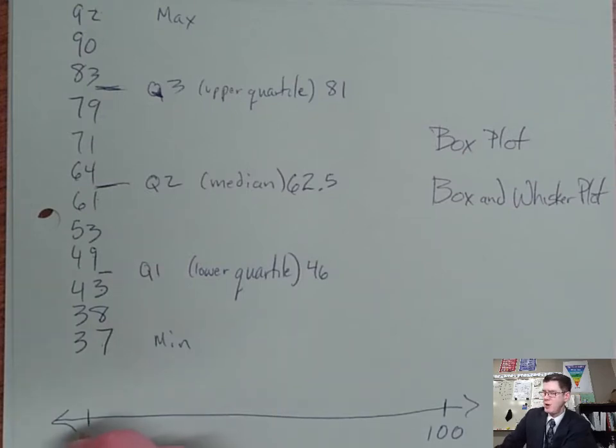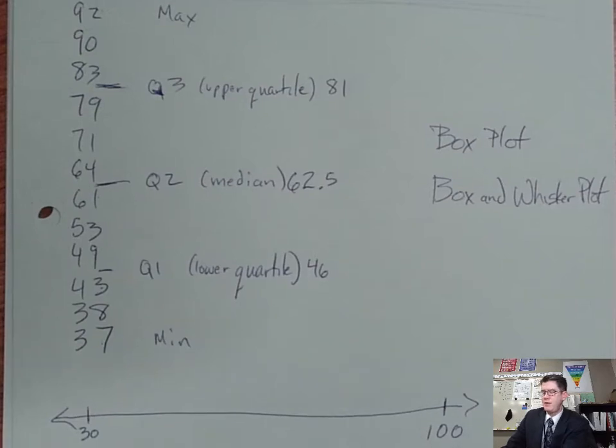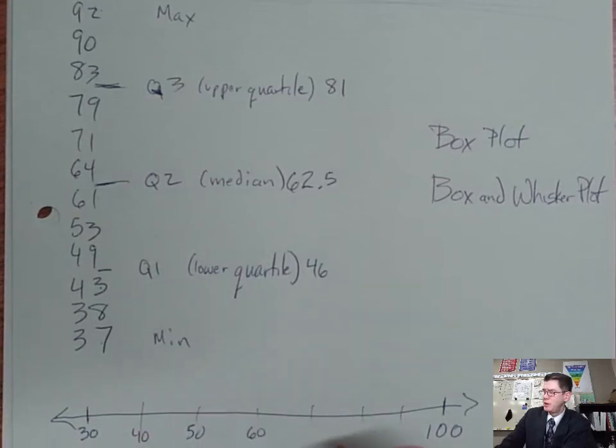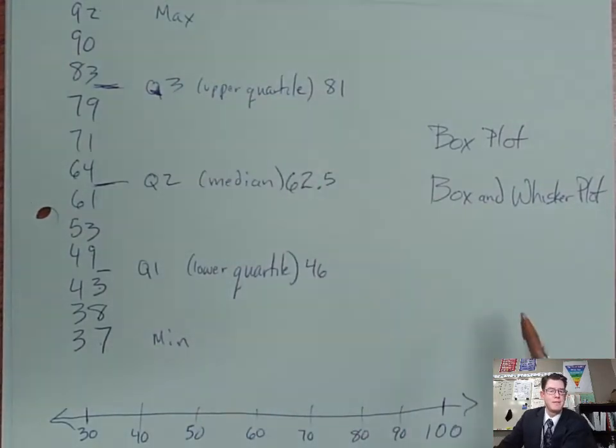I think I'll go ahead and use the number 30, and let's see how this works. So 30, I've got to do 40, 50, 60, 70, 80, 90, 100. So I've got to put 6 in there. So if I do about 1, 2, 3, 4, 5, 6, 40, 50, 60, 70, 80, 90. Yep, we build the number line so that it will work with what we're going to draw.